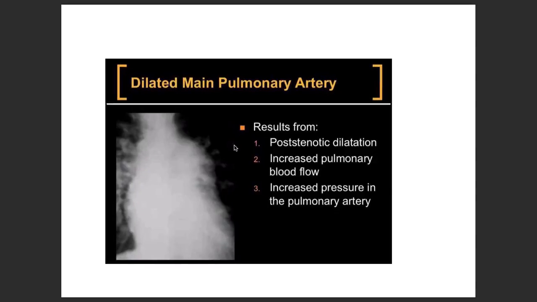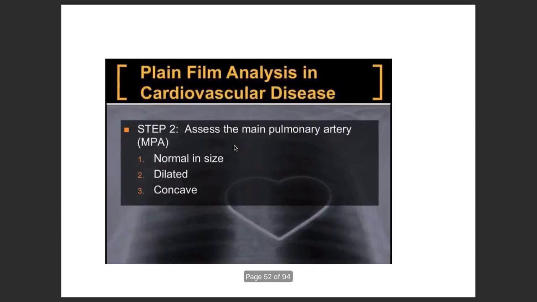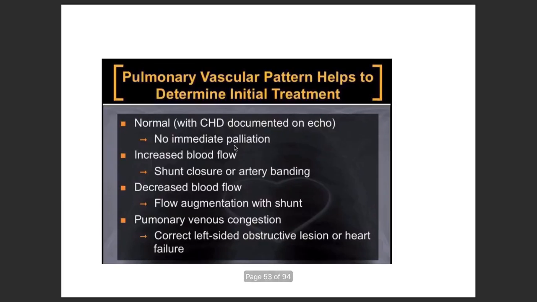So after you have been able to see like this, what is step two? What is the second step? You should analyze the main pulmonary artery. Is it normal in size, dilated or concave? Which you already had a look at as well. So after this, as I said, the pulmonary vascular pattern is very important in determining the initial treatment.